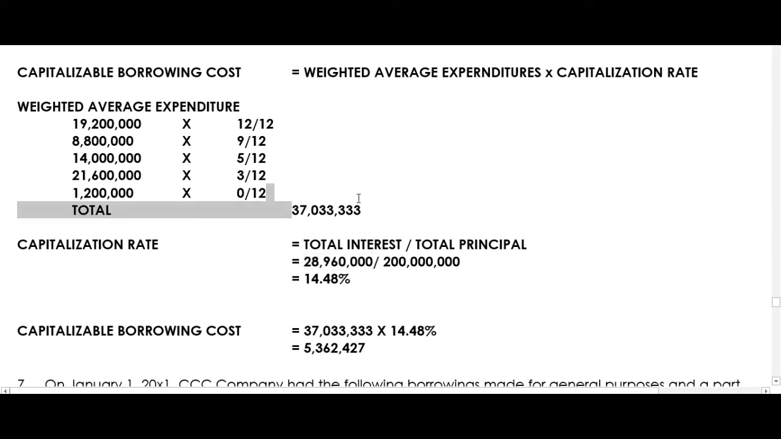Okay? So meron ka ng weighted average expenditure, meron ka ng capitalization rate, compute mo na lang, ito times ito, ang lalabas ay 5,362,427. So that is our capitalizable borrowing cost already.